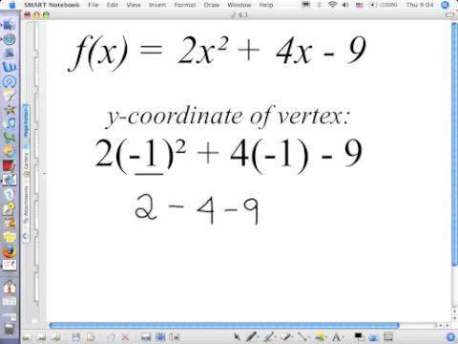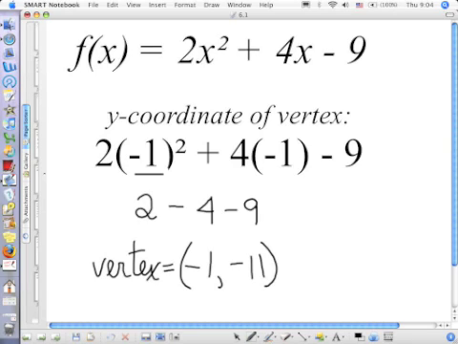What does this give you? -11. So your vertex is at -1, -11. Okay, so let's talk about what we know about this parabola.